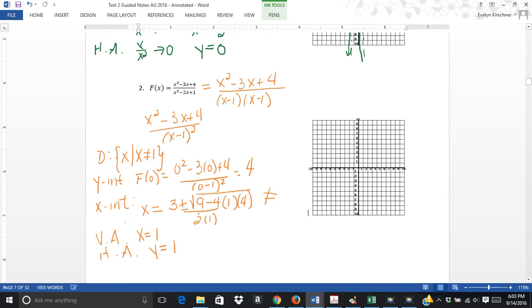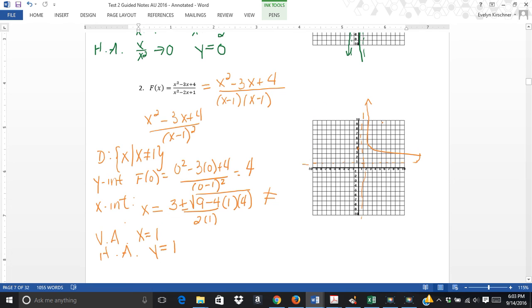Okay, so now I'm going to try to graph it. I am going to graph my y-intercept. I'm going to graph my asymptotes at x equals 1 and y equals 1. And I have to decide what's going to happen here. So I'm going to look to the right of 1, let's say 2. The bottom is positive, it's always positive. And if I put 2 in here, I get 4 minus 6 plus 4, which is positive. So I know that this goes like this.